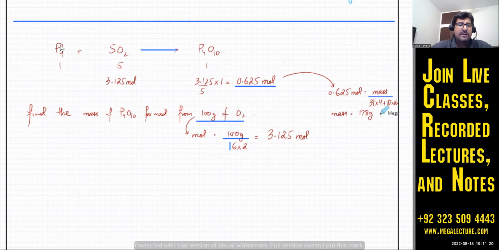So you see, the equation is dealing with moles. It's the number of particles that you have. You've got 3.125 moles, so it's not the ratio of mass. Remember that. It's always the ratio of the number of things that you have.